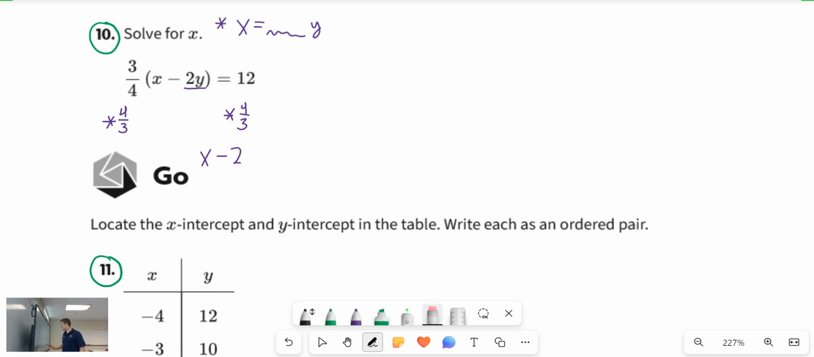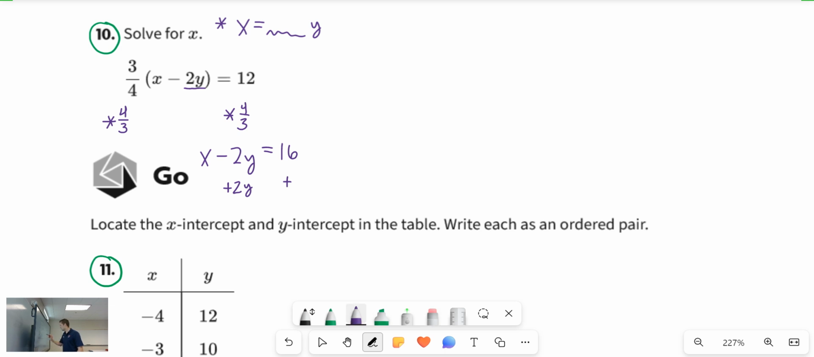And that's just not how I write y's, so we're not going to have that. I always write y's like this. X minus 2y equals 16. Now what we're going to do is add the 2y to both sides. Add 2y, add 2y.